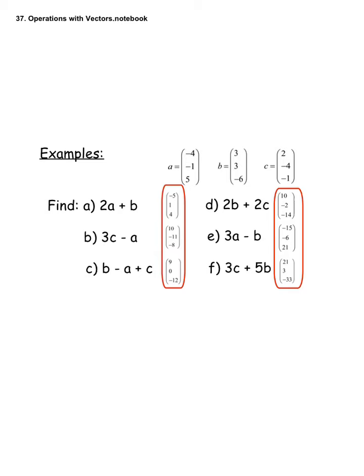So for part A, you should have -5, 1, and 4. For part B, you should have 10, -11, and -8. For part C, you should have 9, 0, and -12. For part D, you should have 10, -2, and -14. For part E, -15, -6, and 21. And for part F, 21, 3, and -33.